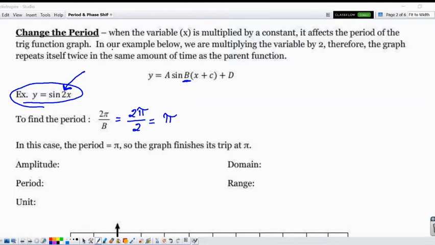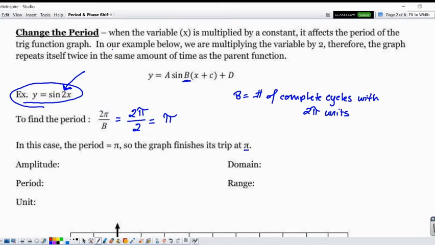So in the space of a regular function, which would be 2 pi, now we're going to see 2 complete cycles. So we can also think of b as the number of complete cycles within 2 pi units. Where we used to see 1, now we're going to see 2. So since our period is pi, we need to get through the entire cycle and finish it by the time we get to pi.